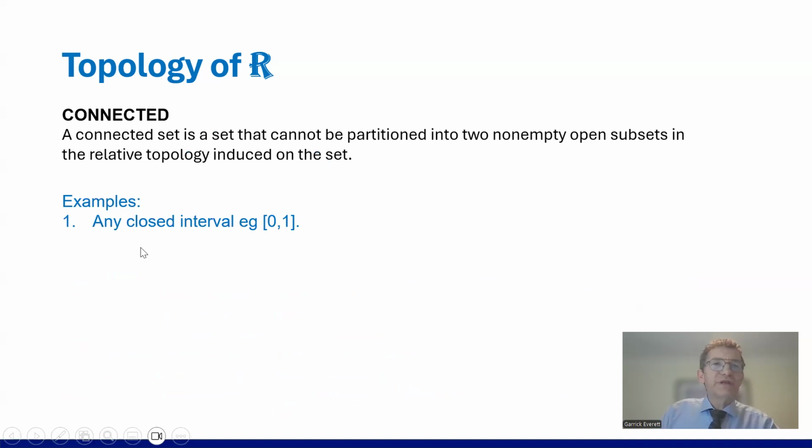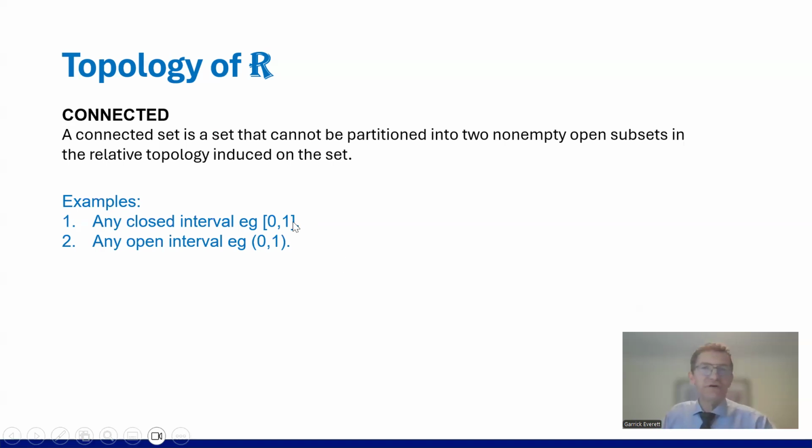So examples of connected: any closed interval, for example [0, 1], which is closed, is a connected set. You can't split that up. In other words, you're trying to find a point at which you can say from this point onwards it splits, and you can't split up a closed interval. You can't split up an open interval either. You can't find a point from which you can go to and then continue on from the next point afterwards.